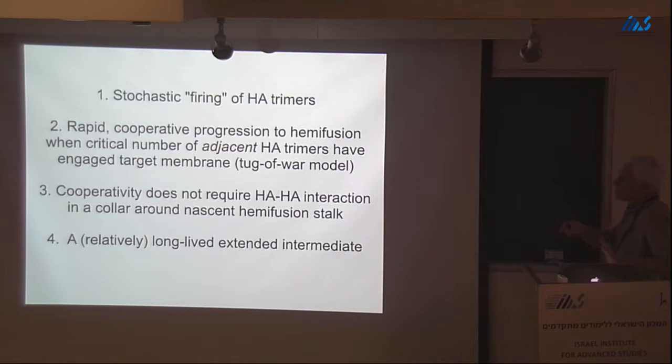And so there isn't any need for some structure around the neck, some defined cooperative interaction among adjacent trimers. You just need a cooperativity imparted by the fact that they are engaged in target membrane. And one further consequence of all this is that there's a relatively long-lived extended intermediate. Some of you familiar with HIV will know that there are fusion inhibitors, a clinically somewhat relevant and used fusion inhibitor. It's a peptide, so it's not a very good drug, but used in certain circumstances, or has been. I don't think it's used much any longer. That is a fusion inhibitor and targets the extended intermediate in that case, which is an analogous extended structure.